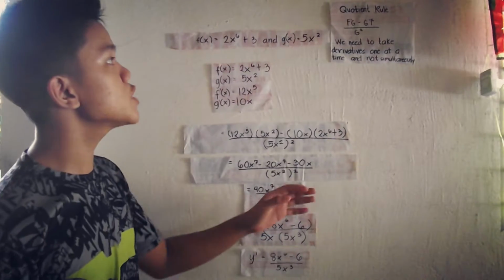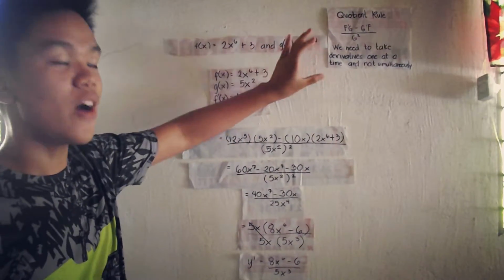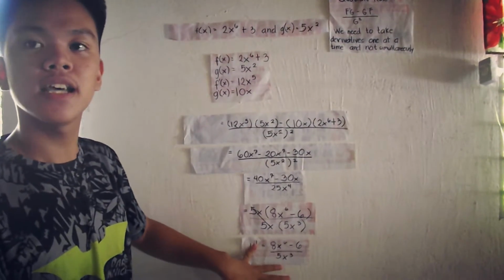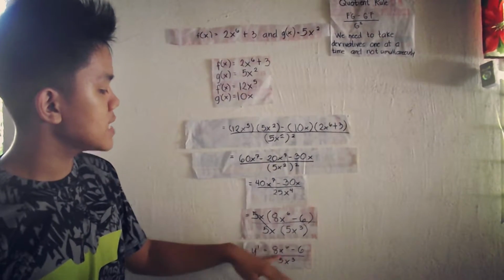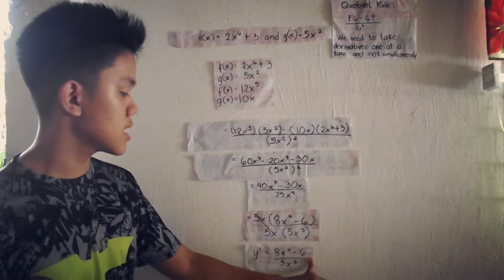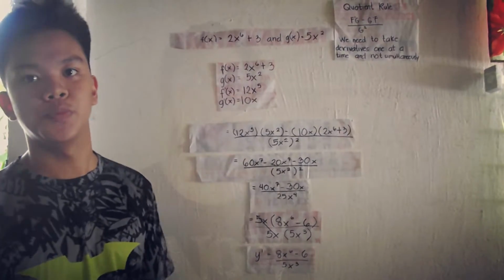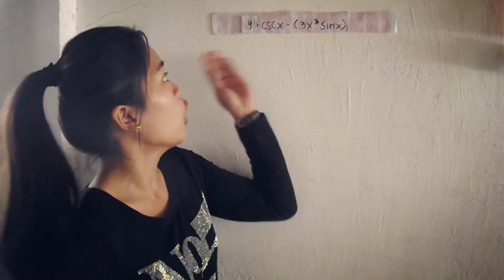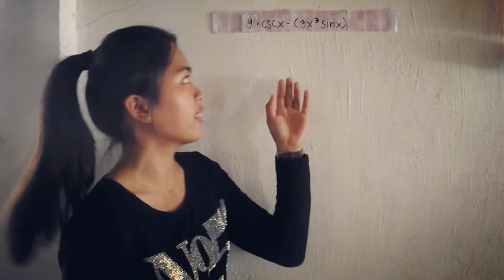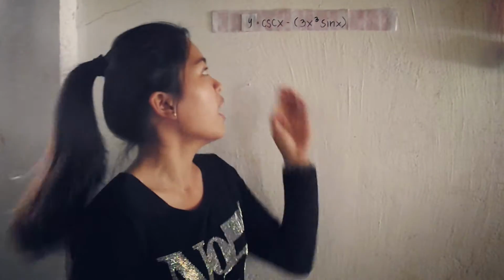With the use of the quotient rule, we now have obtained the first order derivative, which is 8x raised to the power of 6 minus 6 all over 5x cubed. Now, we're going to give you an example about the derivative of a trigonometric function. So my example here is y is equal to cosecant x minus the quantity of 3x cubed times the sine x.